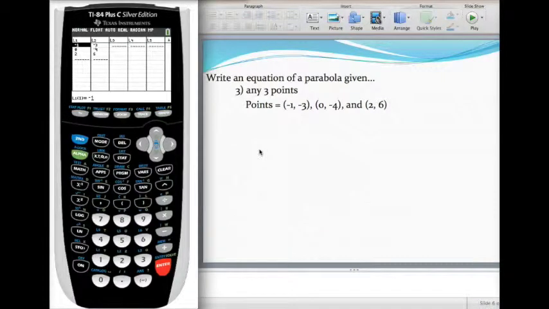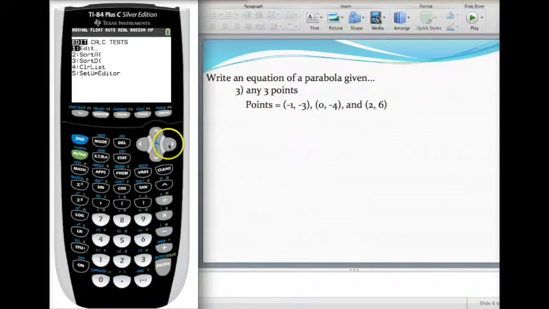And you may remember doing this. This is the same thing that we did back when we did scatter plots. We made lines of best fit. Today we're going to do parabolas of best fit, the parabola that best fits this data. So once those points are typed in, go back to Stat and select Calculate.